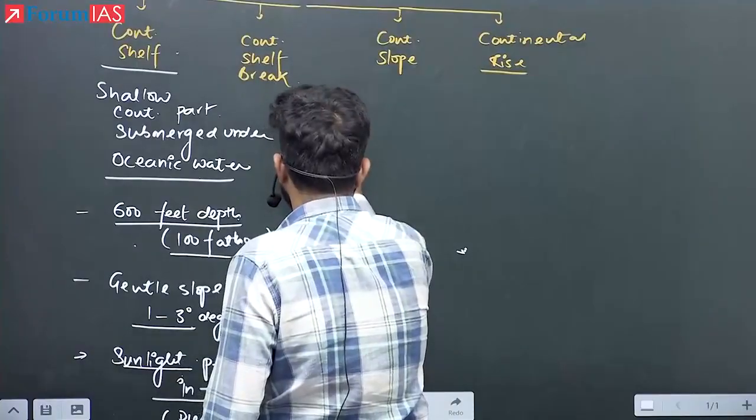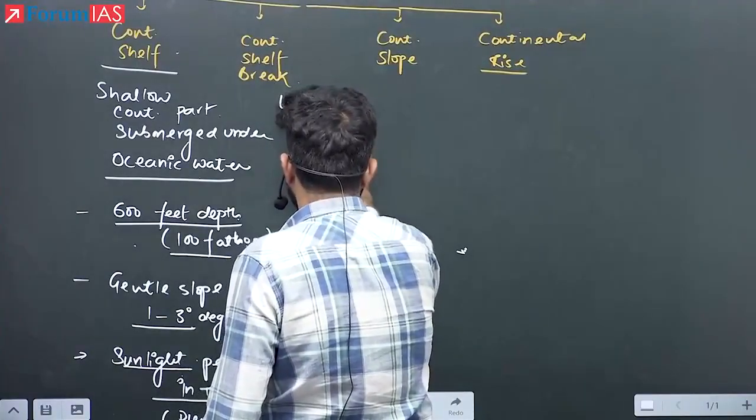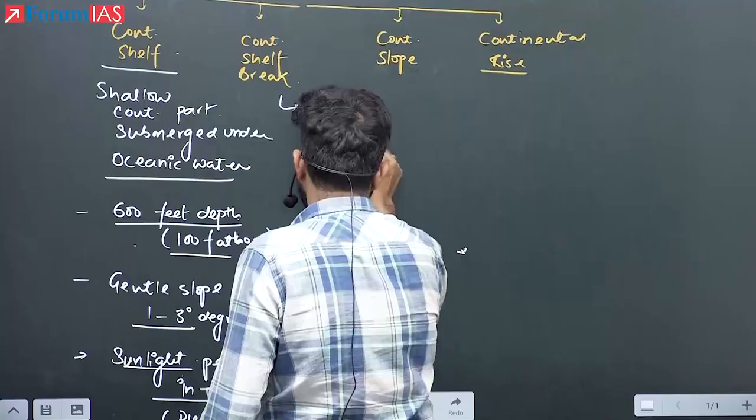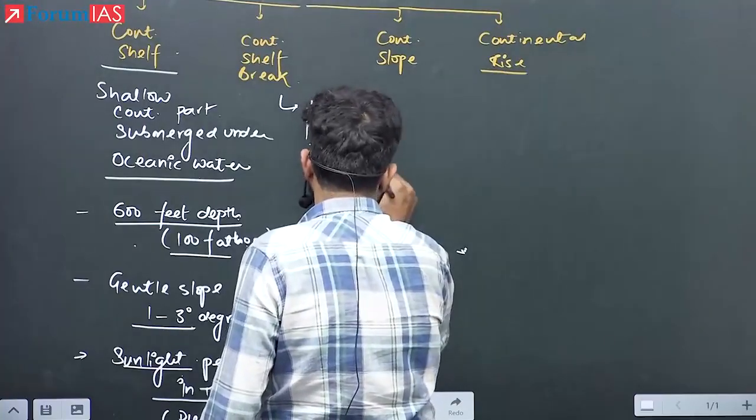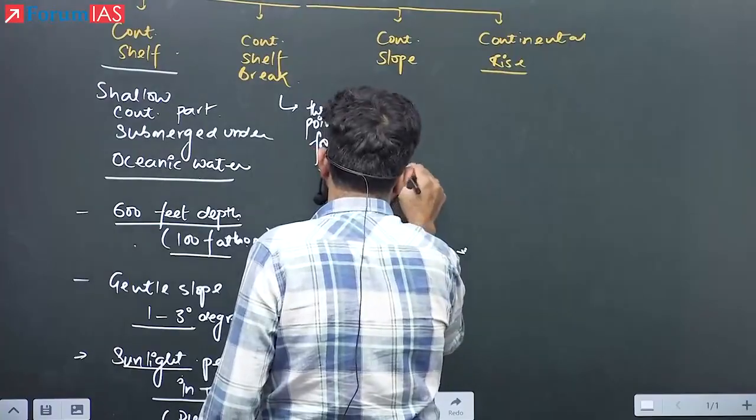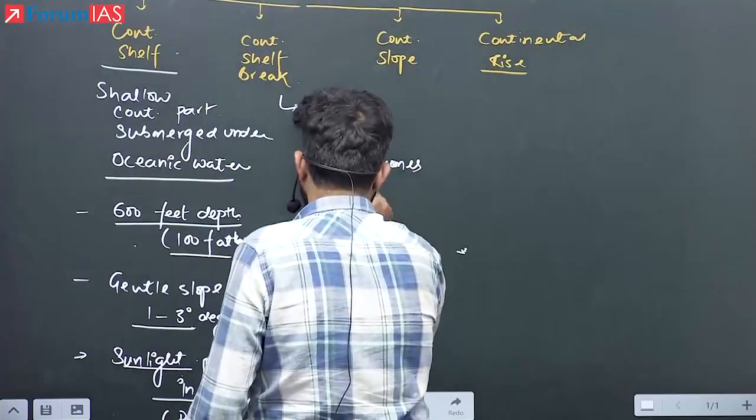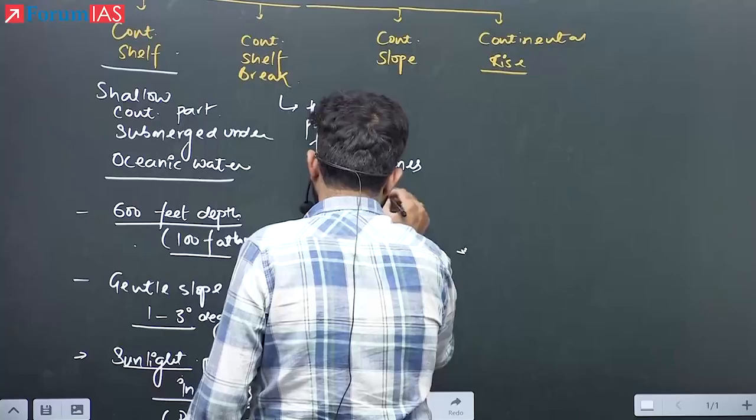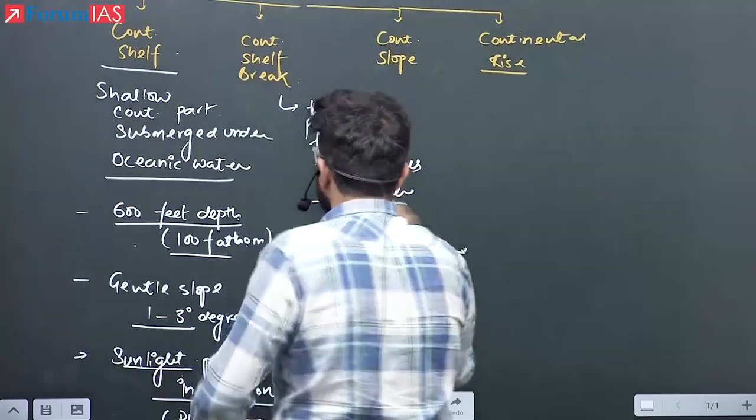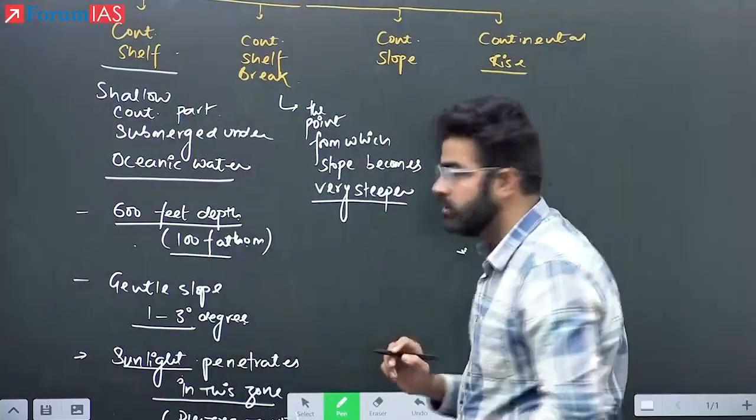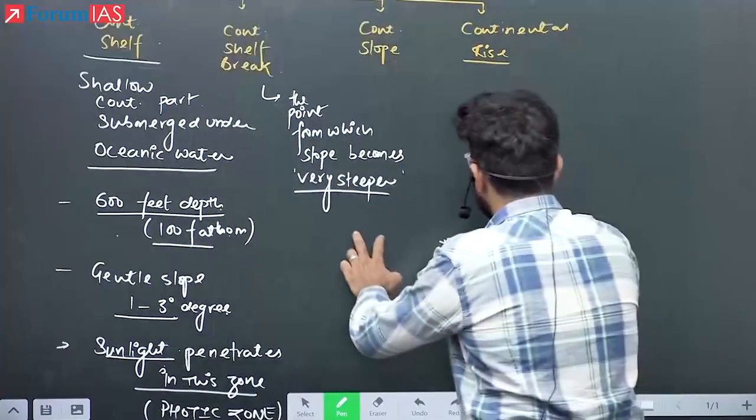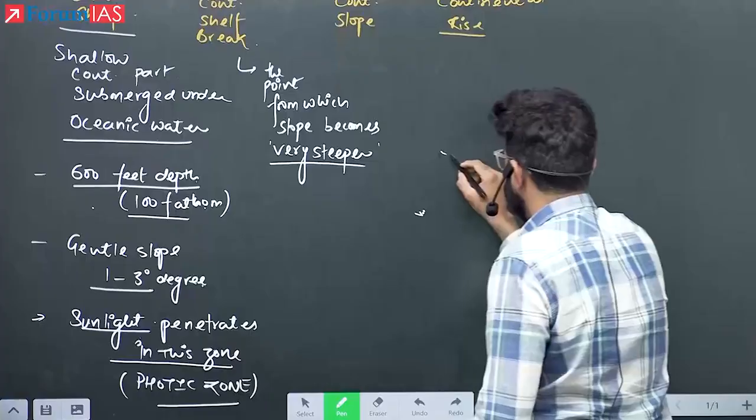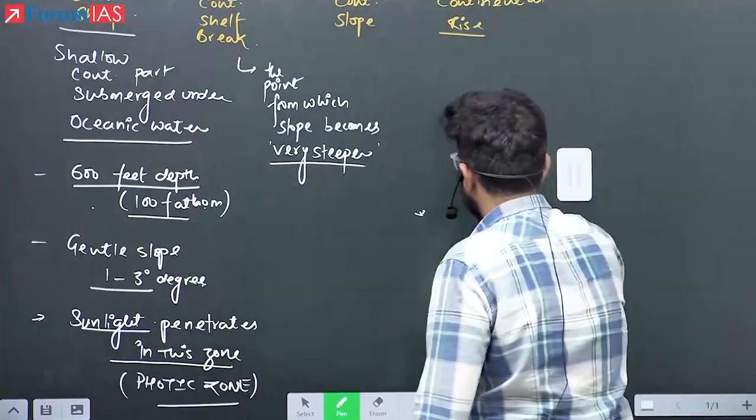The point from which the slope becomes very steeper. So we say it is nothing but a break in the continental shelf. So now onwards we have a very steep slope, right? So the third point is the continental slope, and in this slope you can make this diagram again if you want to.